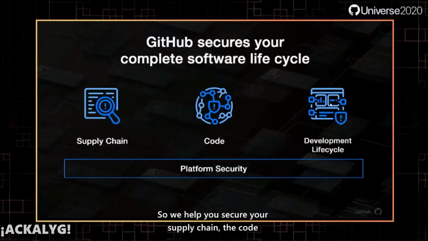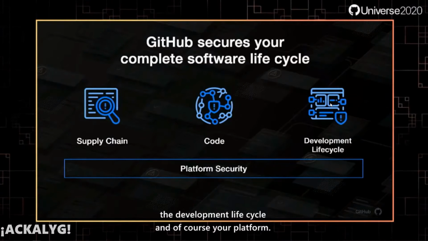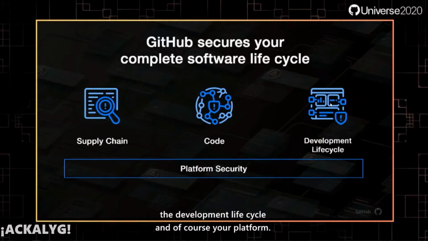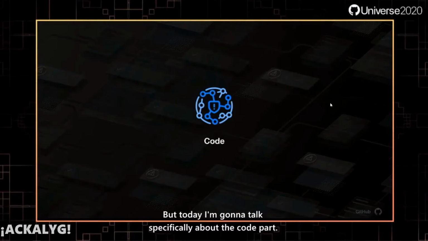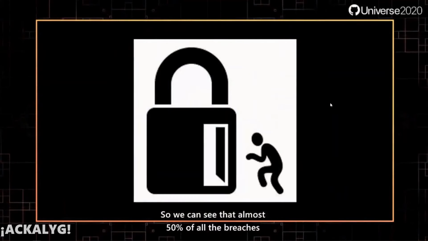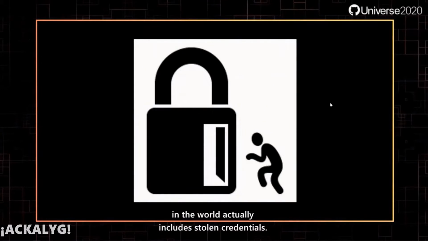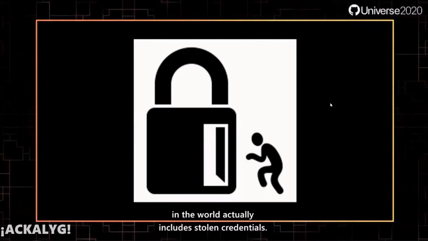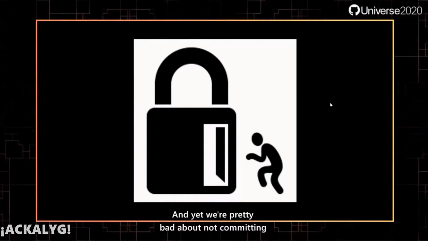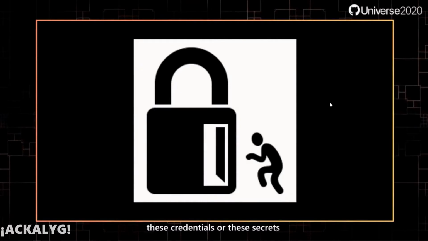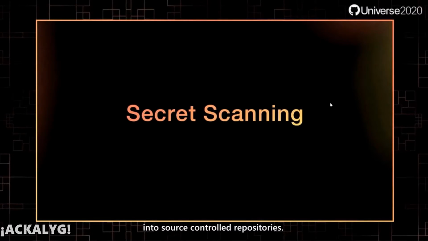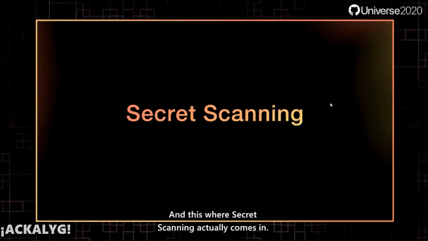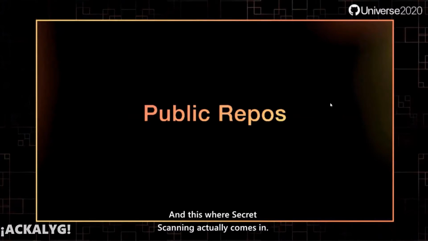Basically, we help you secure multiple parts: the supply chain, the code, the development lifecycle, and of course, your platform. But today, I'm going to talk specifically about the code part. Almost 50% of all the breaches in the world include stolen credentials, and yet we're pretty bad about not committing these credentials or secrets into source control repositories. This is where secret scanning comes in.